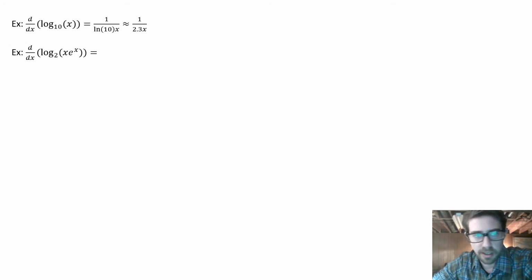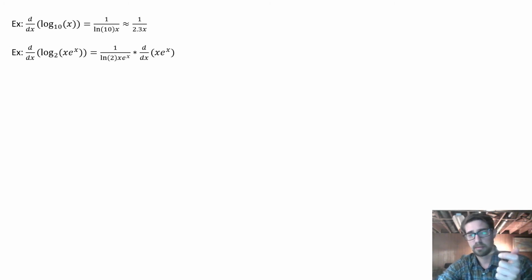Okay, let's get a little more hardcore here. The derivative of the log base 2 of x times e to the x. So chain rule here, because we have the log of a function, except that inner function is also a product. So when we do the derivative of the inner function, we're going to have to use the product rule. So first we deal with the logarithm, because that's the outer thing. So it's 1 over the natural log of 2 times the inner function, times whatever the derivative of the inner function is. The inner function is x e to the x.